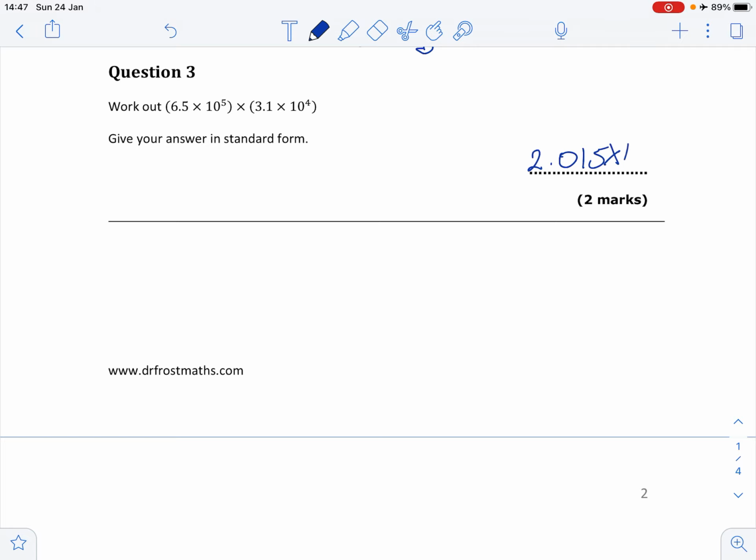2.015 multiplied by 10 to the power of 10. So it's really important when writing in standard form that this value a must be greater than or equal to 1 and it has to be less than 10.